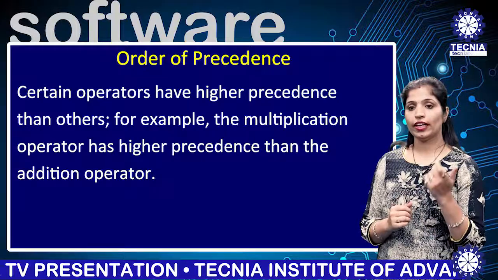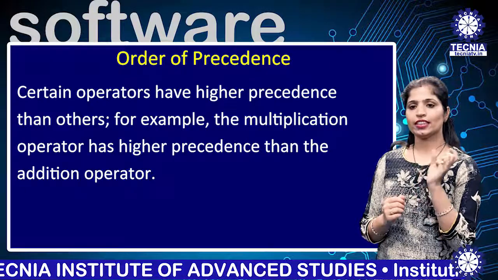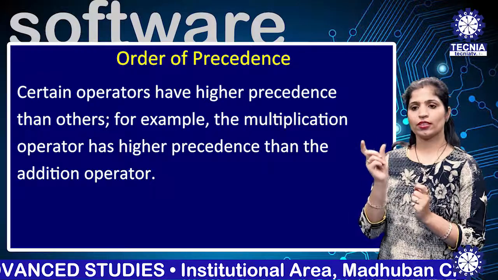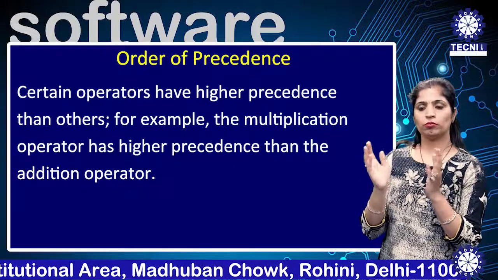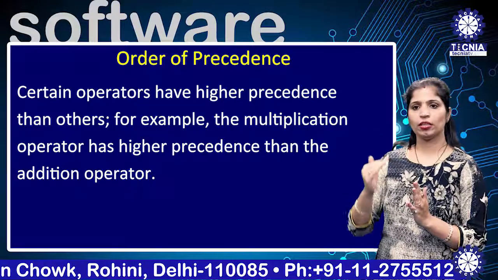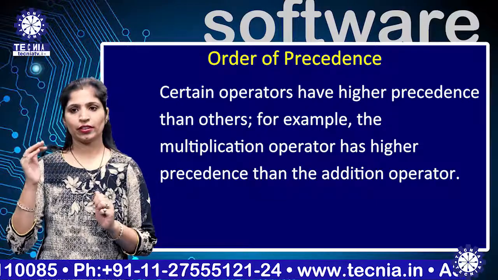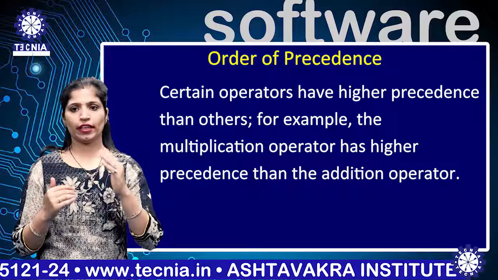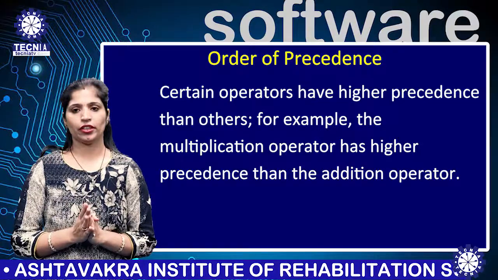For example, x equals 7 plus 3 multiply 2. Here, x is assigned the value 13, not 20, because in this expression multiplication is evaluated first, and then the result is added to the other value, because multiplication has higher precedence than the addition operator. Here operators with the highest precedence appear at the top of the table, and those with the lowest appear at the bottom. Within an expression, higher precedence operators will be evaluated first.